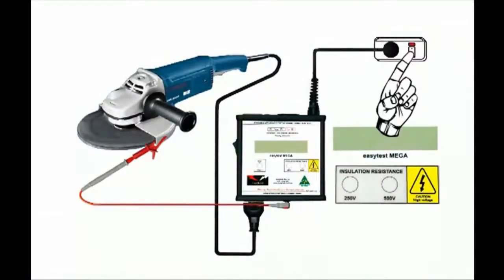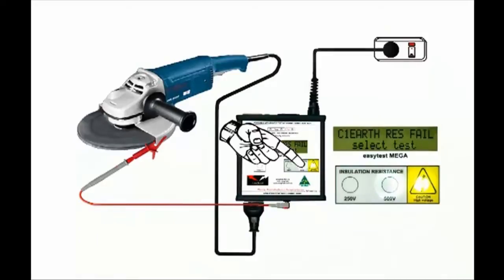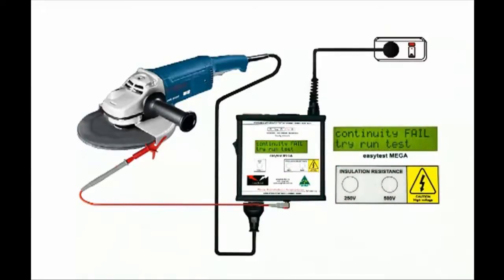Switch on the power, and at this stage the earth continuity is checked, and for a class 1 device earth resistance is shown as pass or fail. However, since this grinder is class 2 we can ignore it. Press the 500 volt button and the Mega first checks for continuity, that is, a complete circuit. In this case it's failed, suggesting a run test is needed.